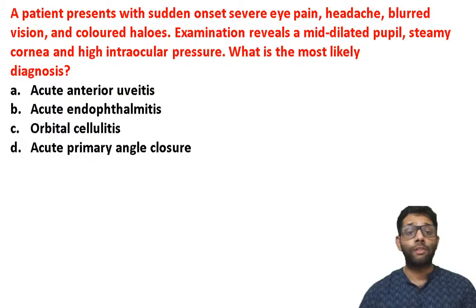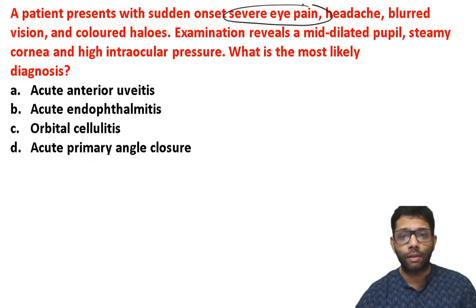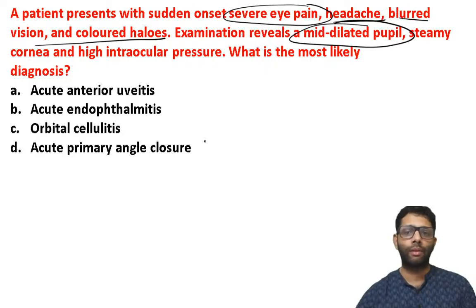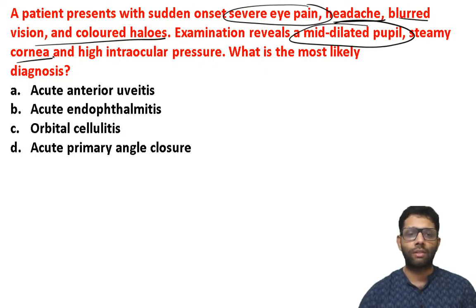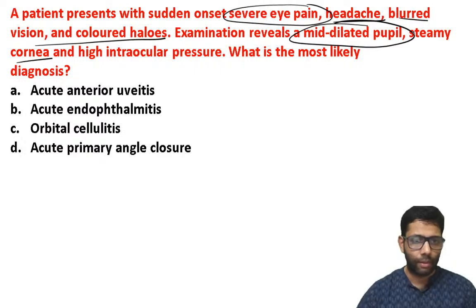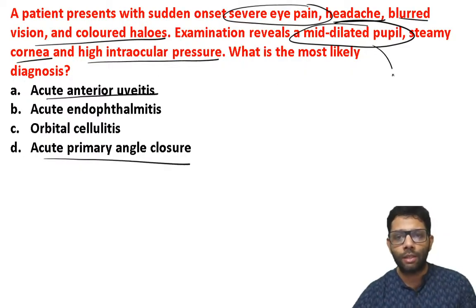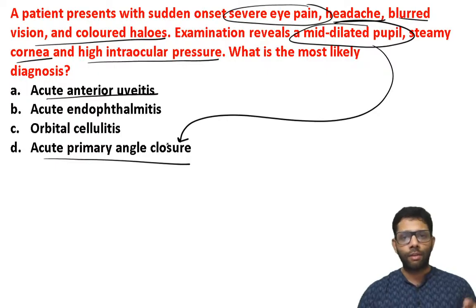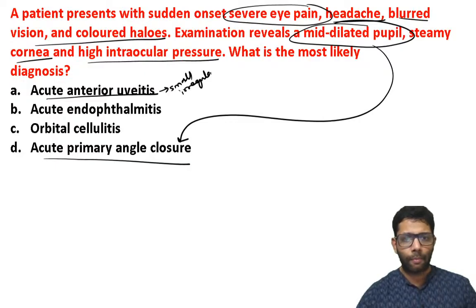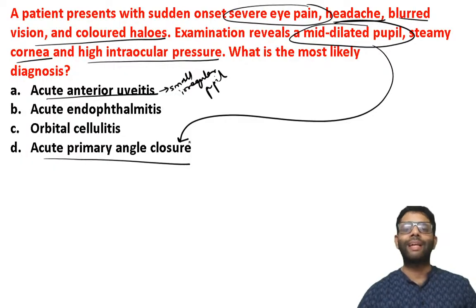Okay. Now, a patient presents with sudden onset severe eye pain. Now, the acute red eye question is very, very important. Severe eye pain, headache, blurred vision, colored halos. Mid-dilated pupil is a keyword. Steamy cornea means there is a hazy cornea. Now, with high intraocular pressure. Everything is the same in acute anterior uveitis and acute primary angle closure, but the clinching point is the mid-dilated pupil. If they had given the same question with a small irregular pupil, then the answer is anterior uveitis. But here they have given mid-dilated pupil.